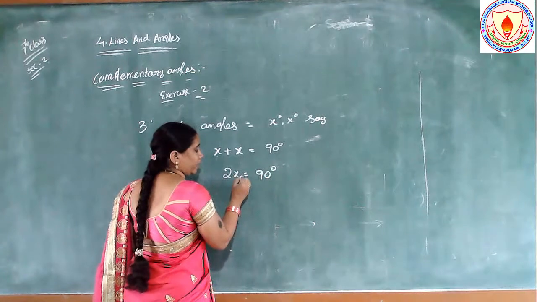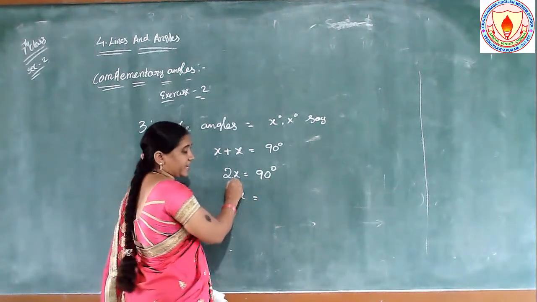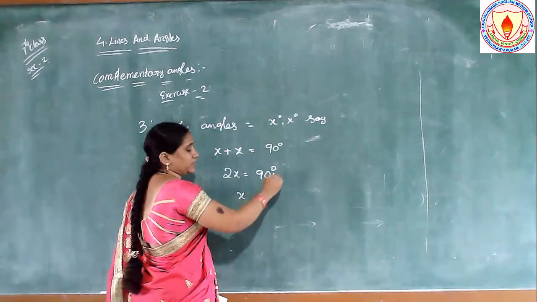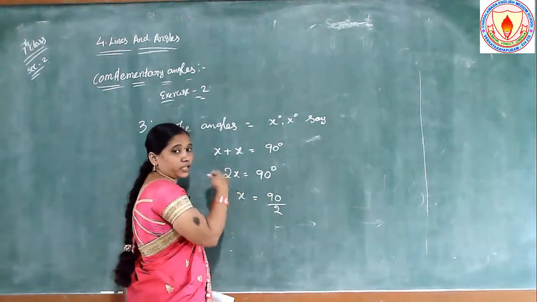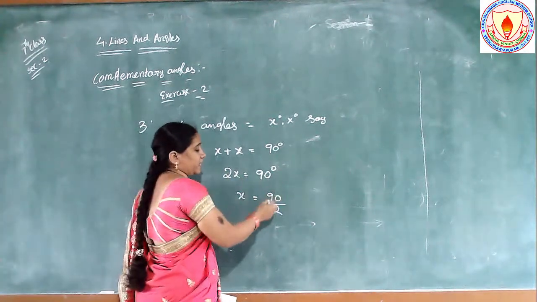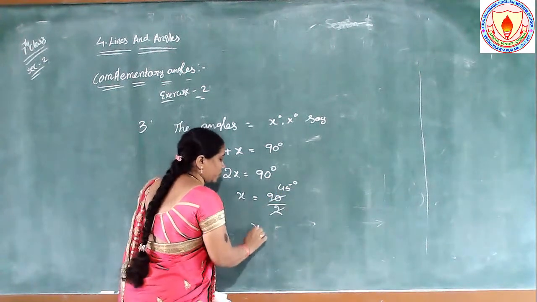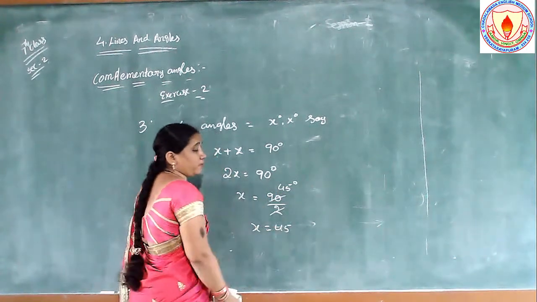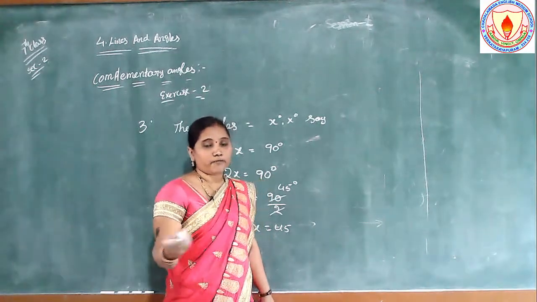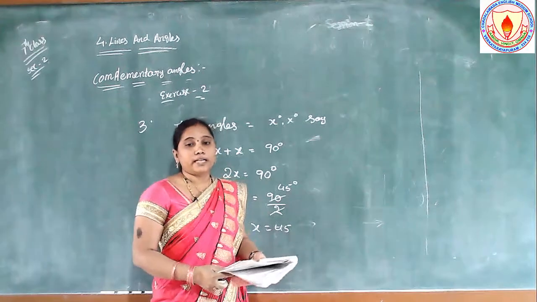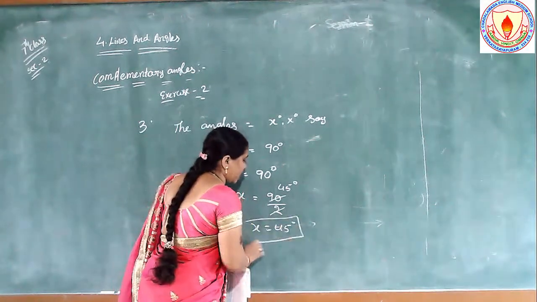See here we find the x value. Here 2 is multiplying. So when we transpose it to the other side, it will become divided by 2. So 90 divided by 2 is 45. So x is equal to 45. When we observe 45 plus 45, how much? 90 degrees. So both are the same 45. So the angles are 45 degrees.